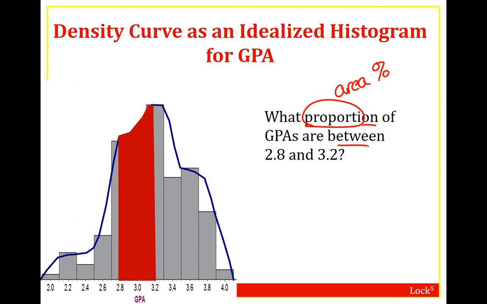GPAs between these two numbers. This is our interval. Also, these numbers, 2.8 and 3.2, these are our endpoints. These are what define the interval.